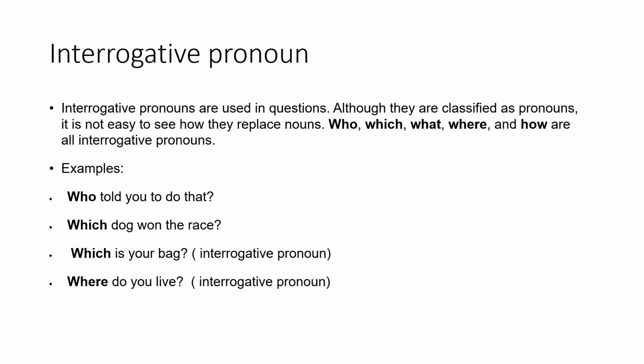Who told you to do that? Which dog won the race? Which is your bag? Where do you live? Here we can see that the highlighted terms who, which, and where are all interrogative pronouns, and the basic indication is they have the question mark at the end of the sentence.